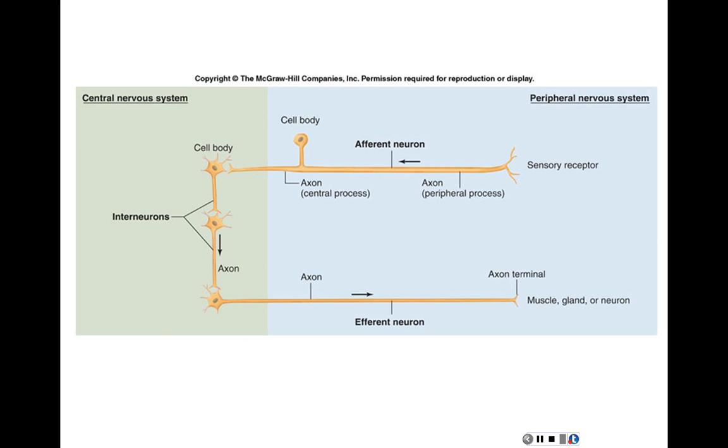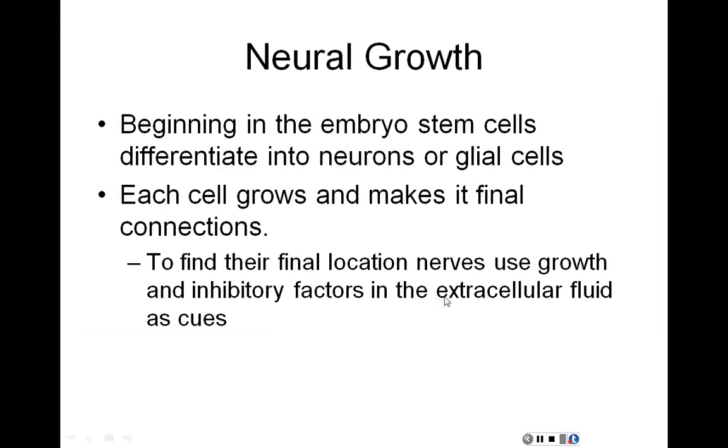Here's the picture. The light blue indicates peripheral nervous system. This light green is central. Afferent, notice it's coming from a sensory receptor, comes into the central nervous system. You have interneurons connecting it with an efferent neuron. Notice that its ultimate target is a muscle, a gland, or another neuron. It's going to be providing motor information.